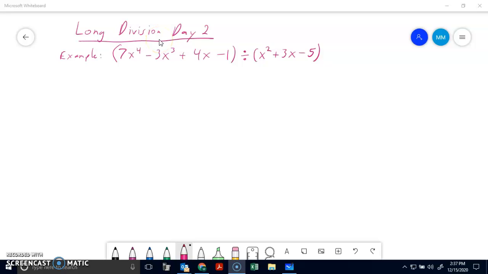This is a lesson for Wednesday, 12/16. We're going to take a look at a little more at long division. So what we have here is we're actually dividing now not by a binomial, but by a trinomial like x squared plus 3x minus 5.